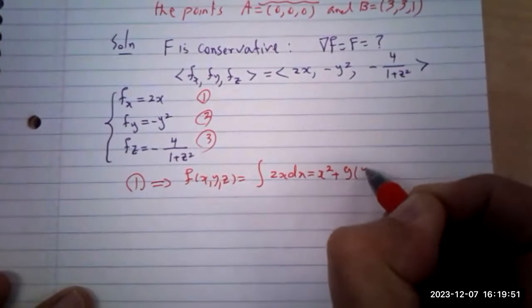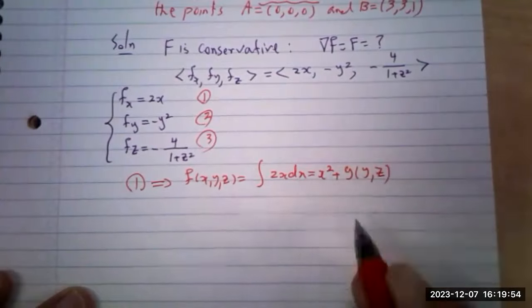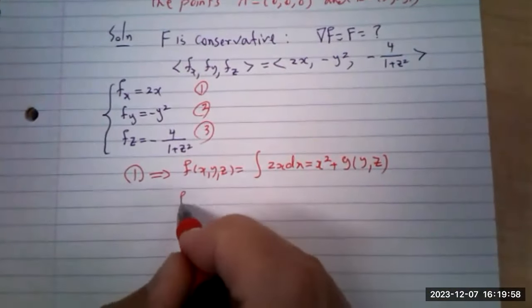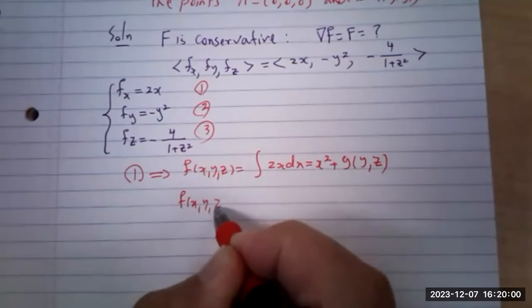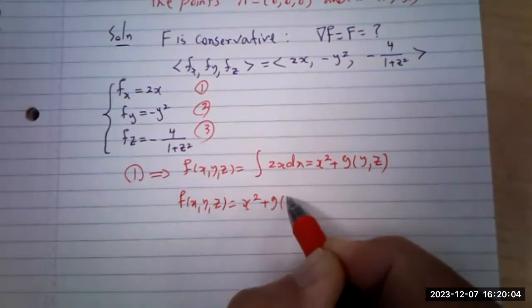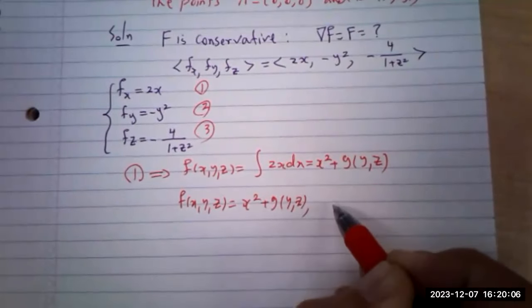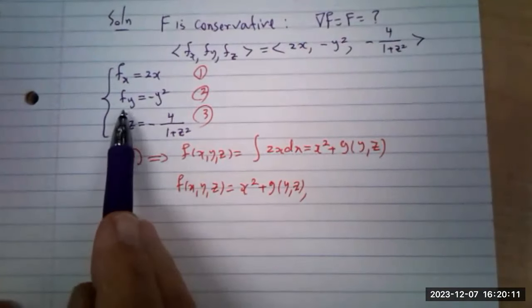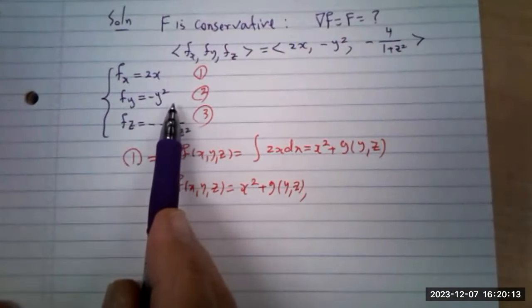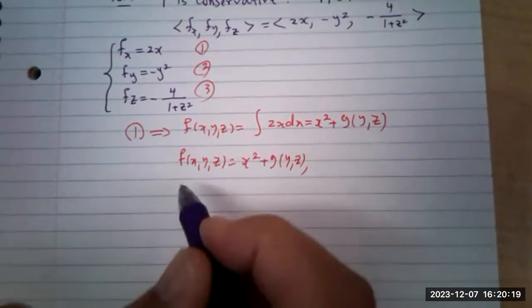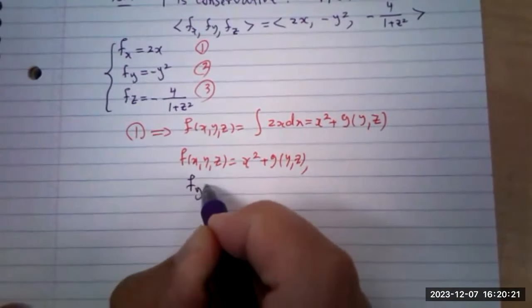But the constant can be a function of y or can be a function of z. Okay, so that would be part one. With this one, then you have to investigate what that function is. We differentiate with respect to y and compare it with the number two; that will tell us if there is any y in it. Then we continue to compare it with the z.